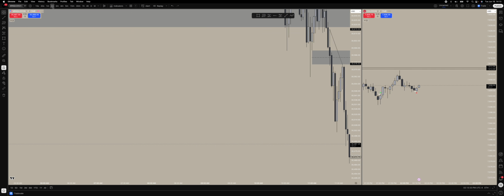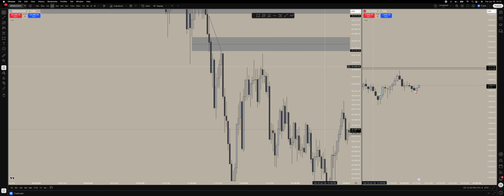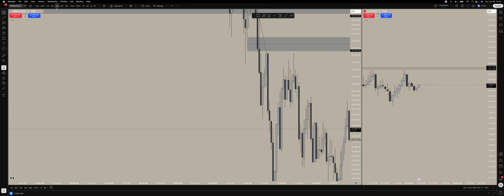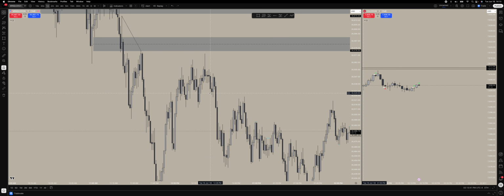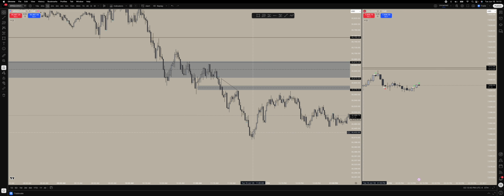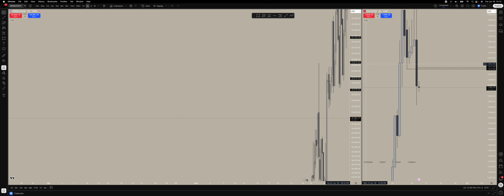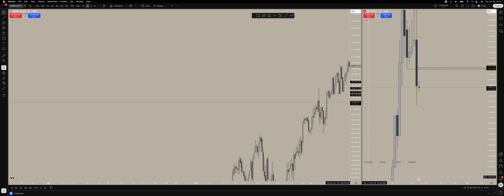We have no 2 minutes, no 3 minutes, no 4 minutes. So, honestly, with how we're moving down and how bearish we are, keep in mind I still have this 4 hour as my draw.